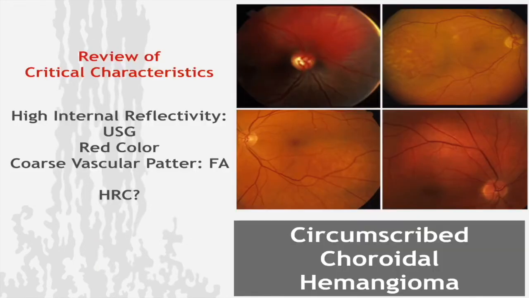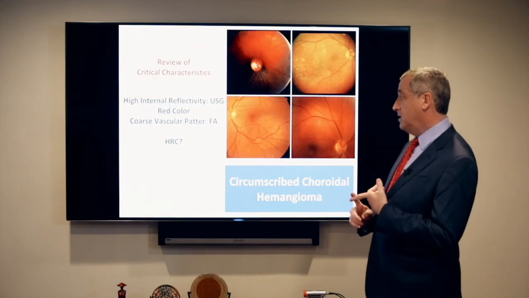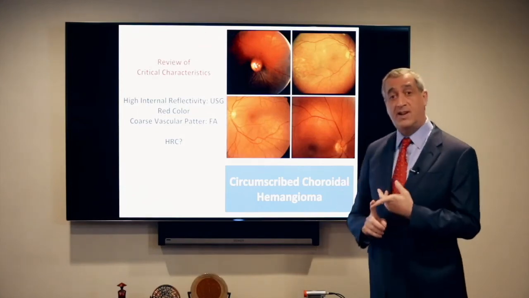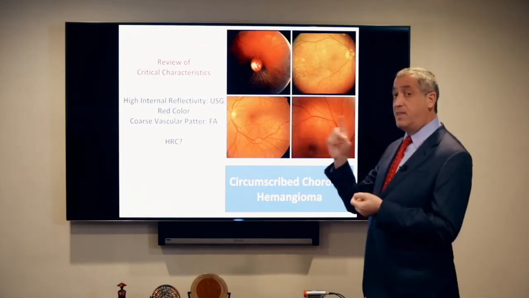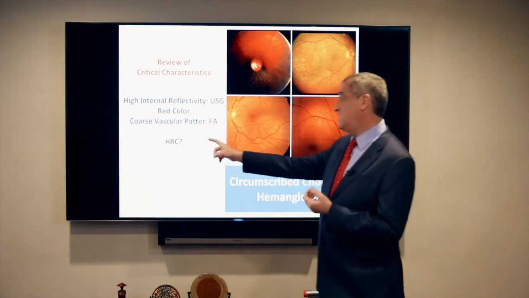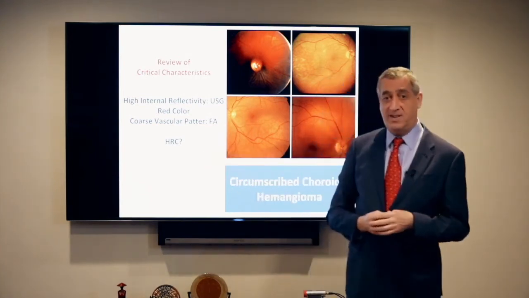So in review of critical characteristics of choroidal hemangioma, we have the high internal reflectivity, best seen on ultrasound. We have the reddish color, best seen by photographs or by looking in with ophthalmoscopy, and that coarse vascular pattern, best seen by fluorescein angiography. I'm trying to think of a mnemonic, it would be HRC, but that's a little passé right now.